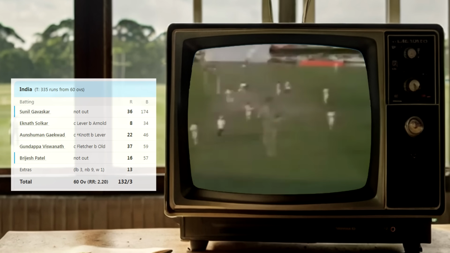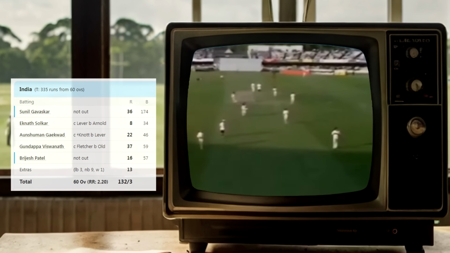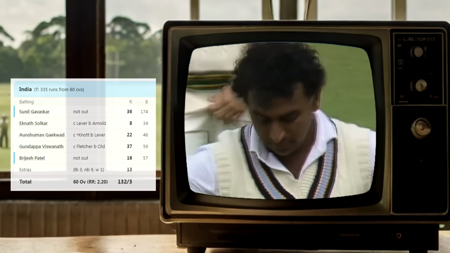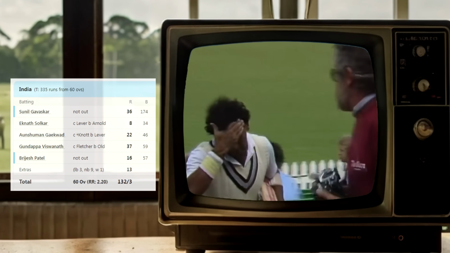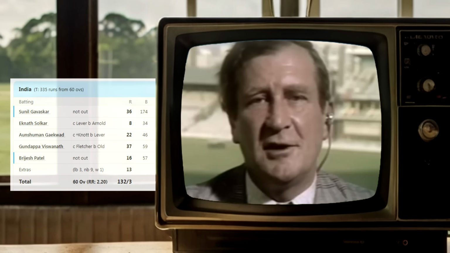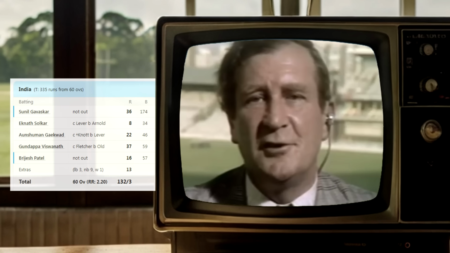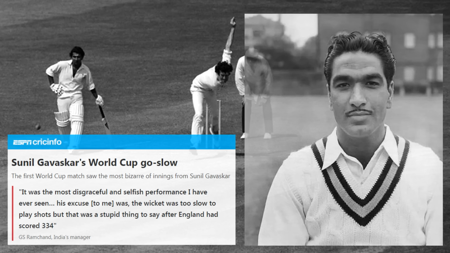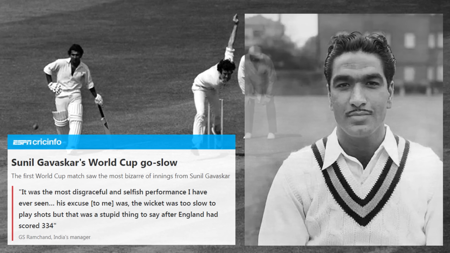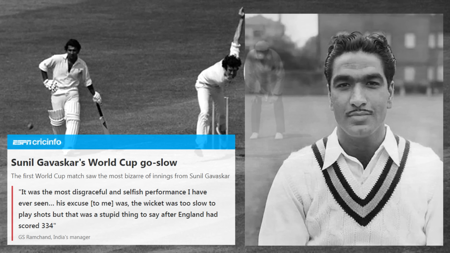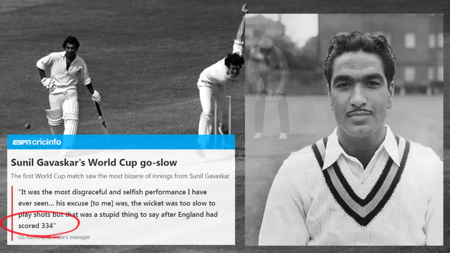After their 60 overs, India finished on 132 for the loss of 3 wickets, losing the match by 202 runs with 7 wickets in hand. Incredibly, the Indians had managed to total only 132 runs and only lost 3 wickets in doing it. His own team manager called it one of the most disgraceful and selfish acts he's ever seen. And when he asked Gavaskar about it right after the match, he simply replied that the pitch was too slow to play shots. But we all see the problem with this, right?